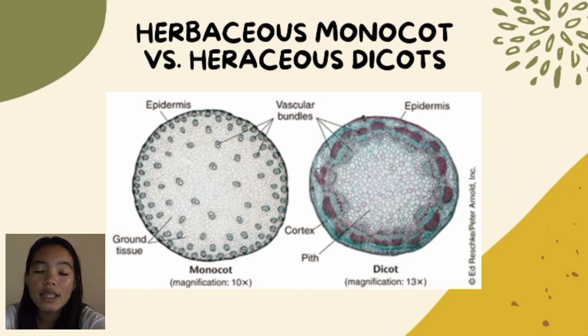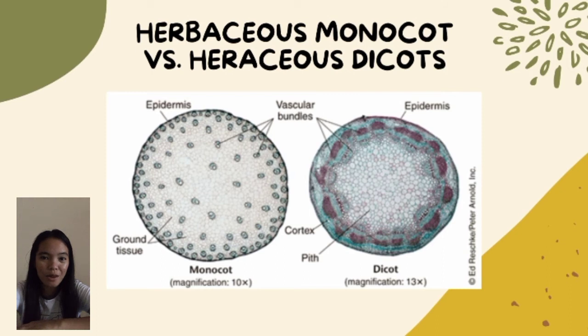Moreover, monocot stems do not have distinct areas of pith and cortex, while dicot stems have a cortex and a pith. Also, dicot stems have a vascular cambium and show secondary growth. However, vascular cambium is absent in monocot stems, and they do not show secondary growth. So this is the end of the discussion of the difference between herbaceous monocot and dicot stems. And right now, let's watch this video.